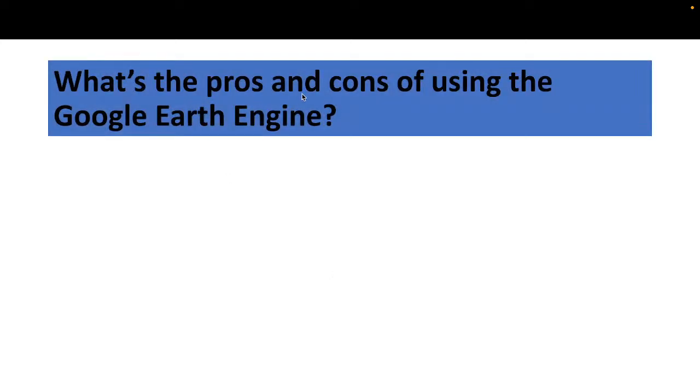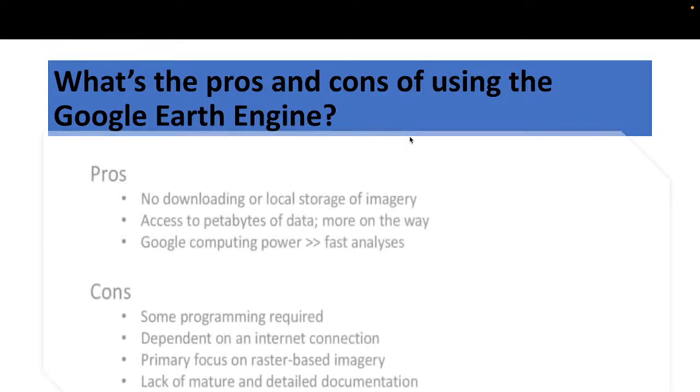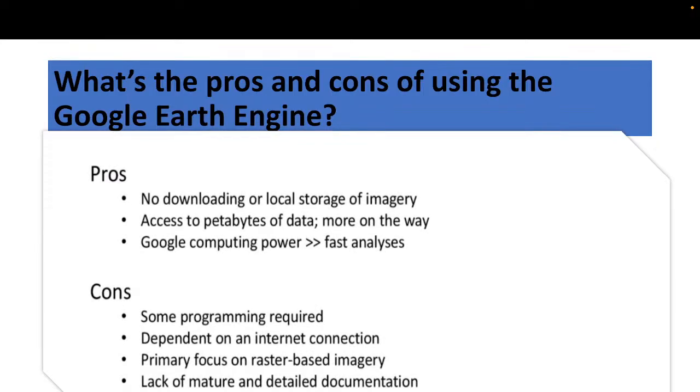And what are the pros and cons of using Google Earth Engine? So basically there are a lot of pros. First of all, when you are using the Google Earth Engine platform, you don't need to download any satellite imagery or use local storage, because all of those satellite imagery we can easily access from the Google Earth Engine data catalog. As well as we can easily access petabytes of data or more on the way, and Google's computing power is very fast. So we can do very quick analysis for big geospatial data. And there are also some cons.